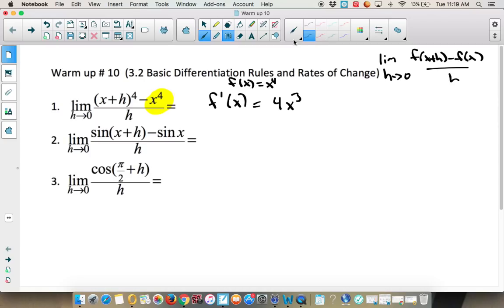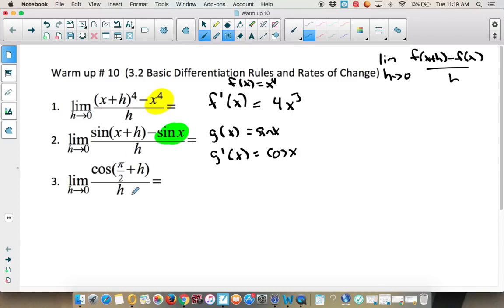Okay, on this second one, my function is here, so my function is sine x, so my derivative is going to be cosine x.